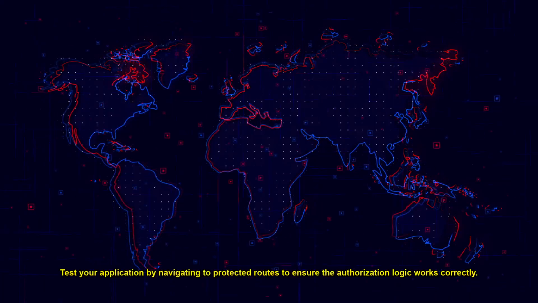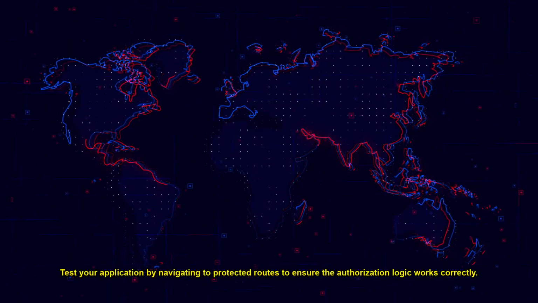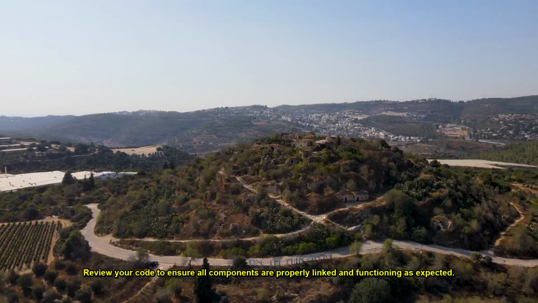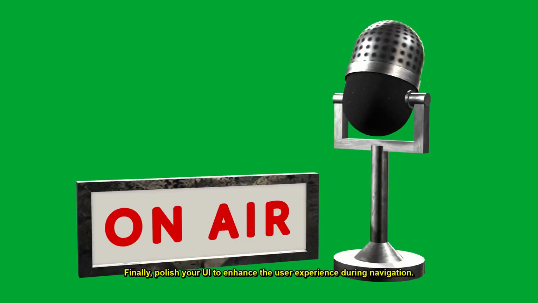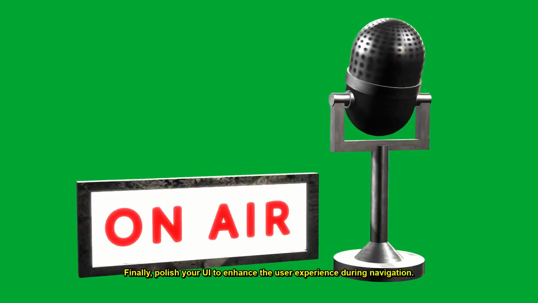Test your application by navigating to protected routes to ensure the authorization logic works correctly. Review your code to ensure all components are properly linked and functioning as expected. Finally, polish your UI to enhance the user experience during navigation.